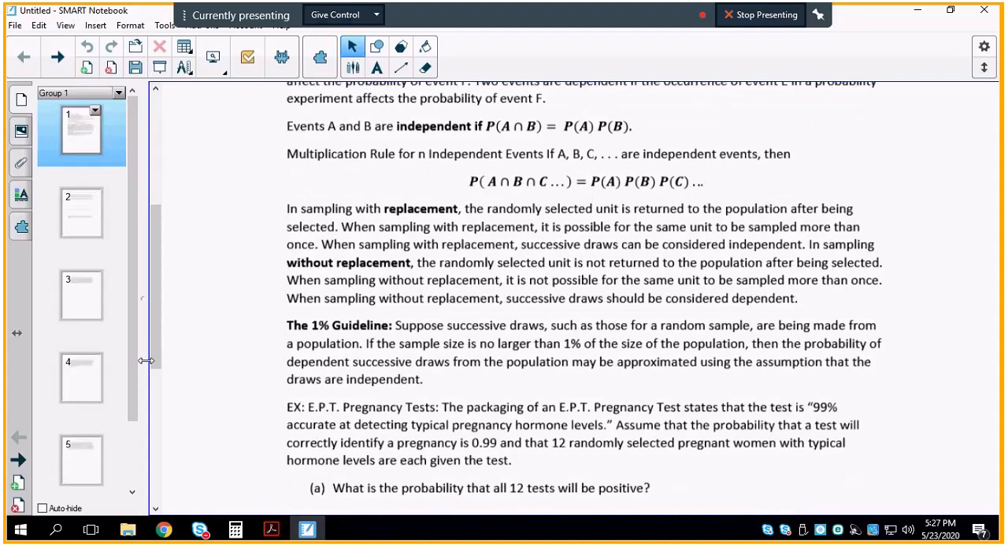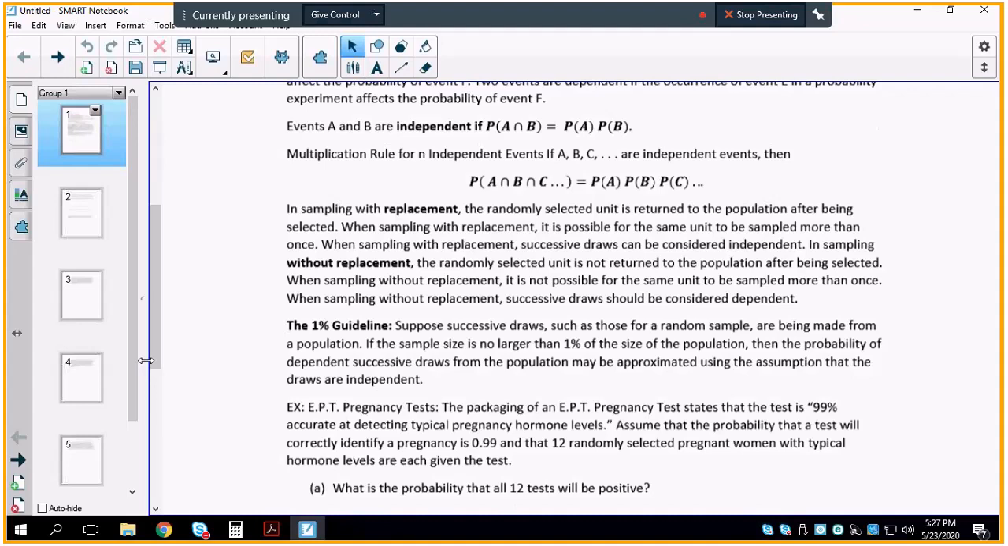A and B are independent if probability of A intersection B is probability of A times probability of B. And you can extend it for any number of events. The multiplication rule for n independent events says probability of A, B, C, and so on in intersection is going to be the probability of A times probability of B times probability of C, and so on.